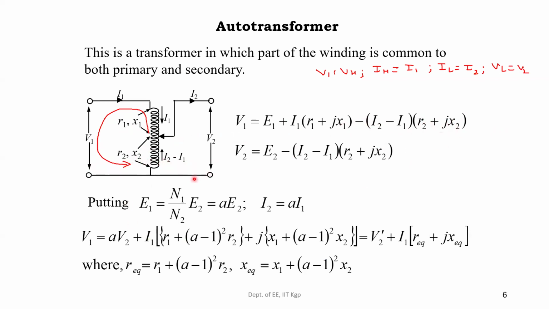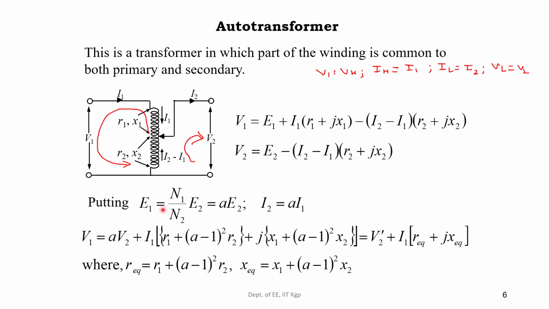Now for this V2 part, let me draw the loop here so it will be easy to understand. So this is the loop. In this loop we are basically moving like this. Because in this winding also we are moving in the direction of I2 minus I1, that is why it is written with a minus sign: minus of I2 minus I1 into R2 plus jX2.